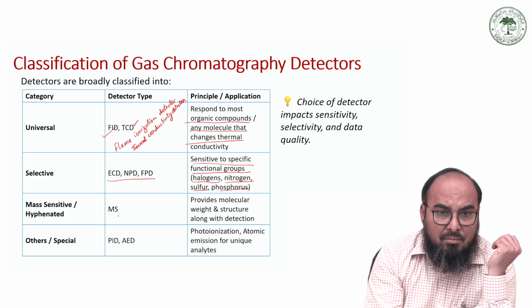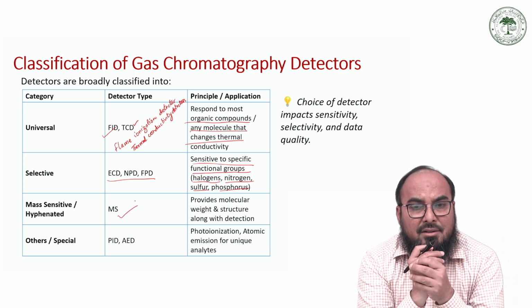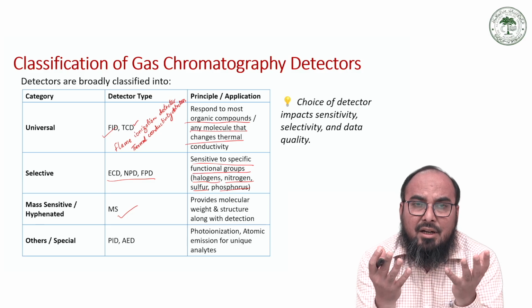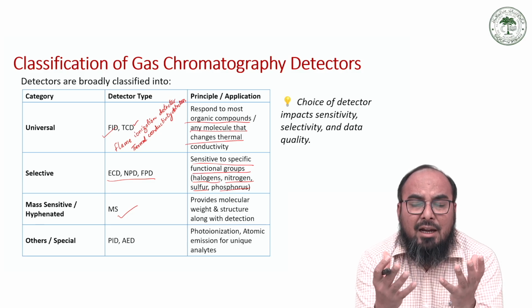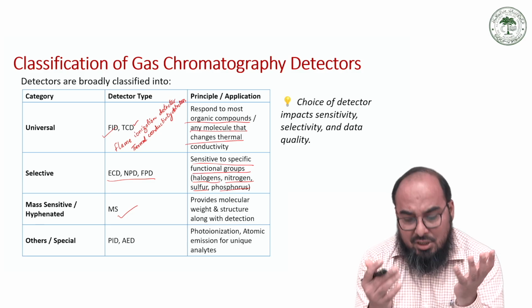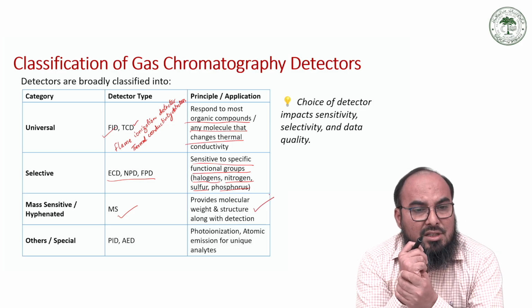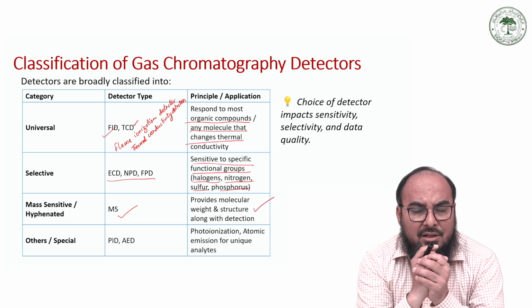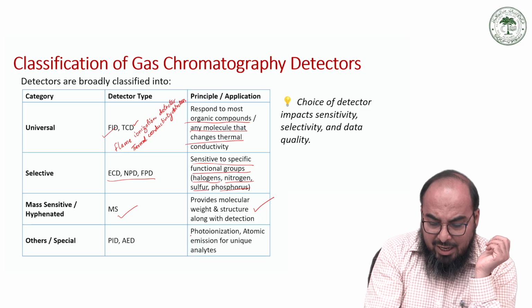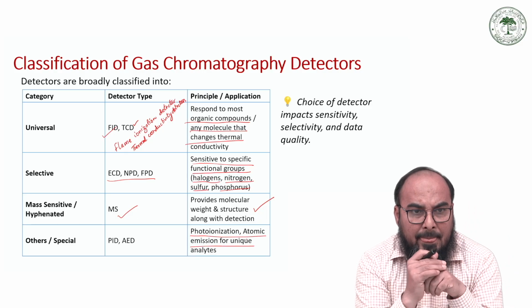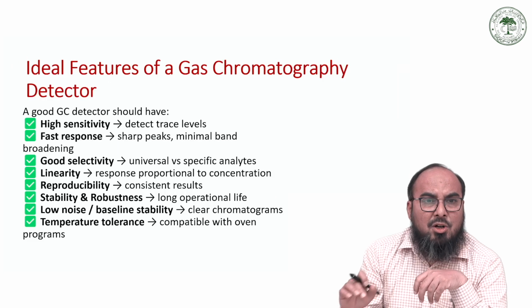Similarly, we have the mass sensitive detectors. They give you an idea about the molecular weight and also the structure. So those are very versatile detectors, and we are going to study these also. Similarly, we have some other types of detectors which we are going to see while we explore the detectors in detail. So let us embark on our journey.